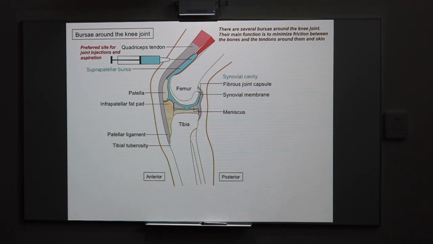You may cause a trauma to the meniscus. You may cause a trauma to the cruciate. You may cause a trauma to the collateral ligaments. But here if you inject, you are going through the vastus. So that's why this makes it a safe site for that.